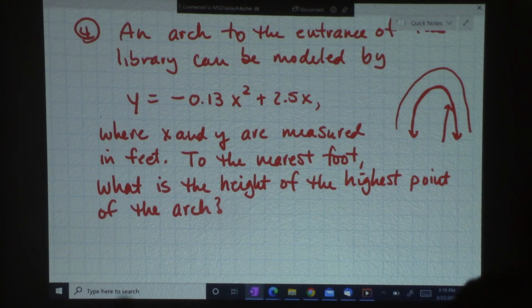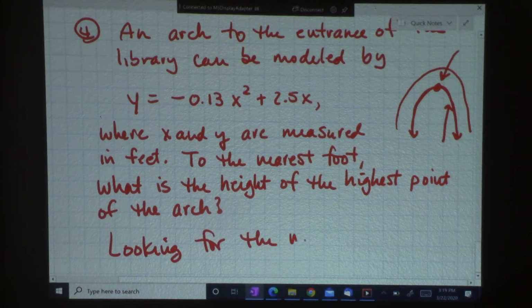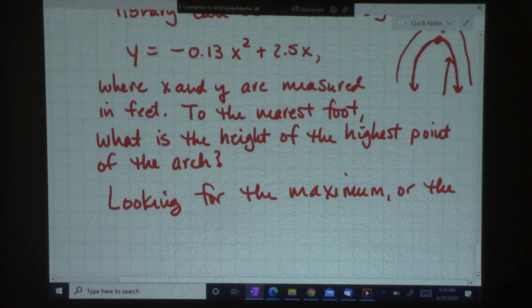Okay, so if we have an arch, what we're looking for, the highest point of the arch, would be right there. That would be the maximum. Another word for that is the vertex. Woohoo! So all we have to do is use our vertex formula, axis of symmetry, and find x and y. So let's do that.